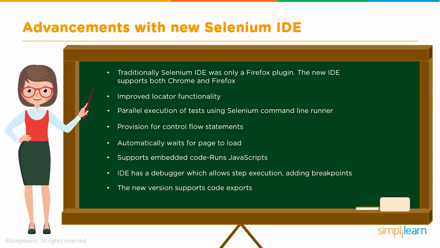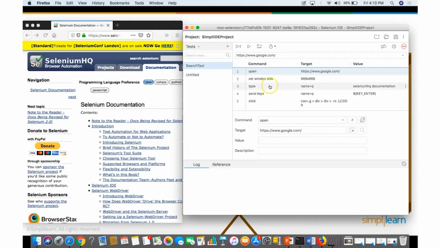The first feature is improved locator functionality. What are locators? These are nothing but the techniques used for locating your web elements on your website. For example, in our example here, the type which says name equal to Q. So name equal to Q is a locator. Now this is a locator of what?